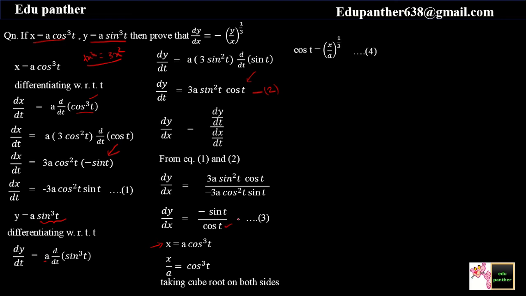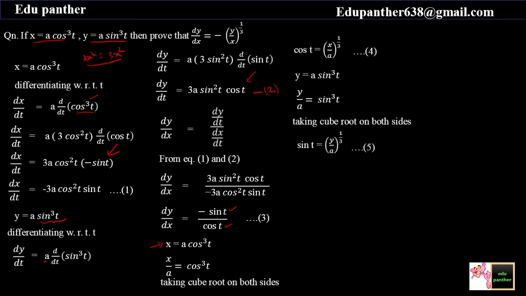Similarly, in numerator we have sin t, so we have to find the value of sin t also. For sin t we'll use the second equation, which is y equals a sin cube t. So again take a on the left hand side. Since we have cube here, we have to remove that cube. For that we'll take cube root. So taking cube root, we'll get sin t as (y by a) raised to 1 by 3. So now we have the value of sin t and cos t.